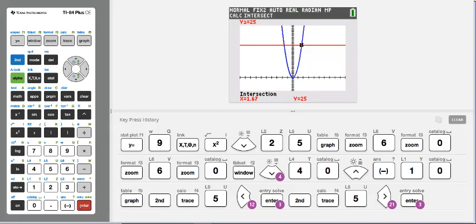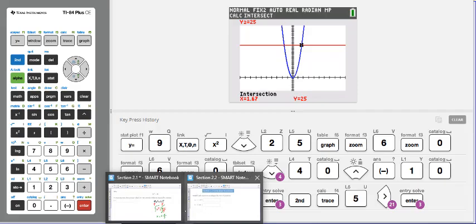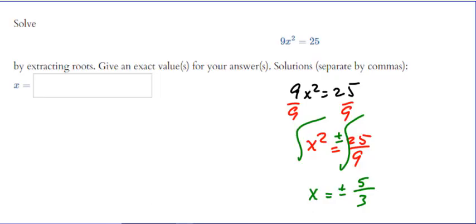So for this particular answer, we actually have plus or minus 1.67. Now it says solutions separated by comma, so I put 1.67, comma, negative 1.67. Or vice versa, put the negative first.